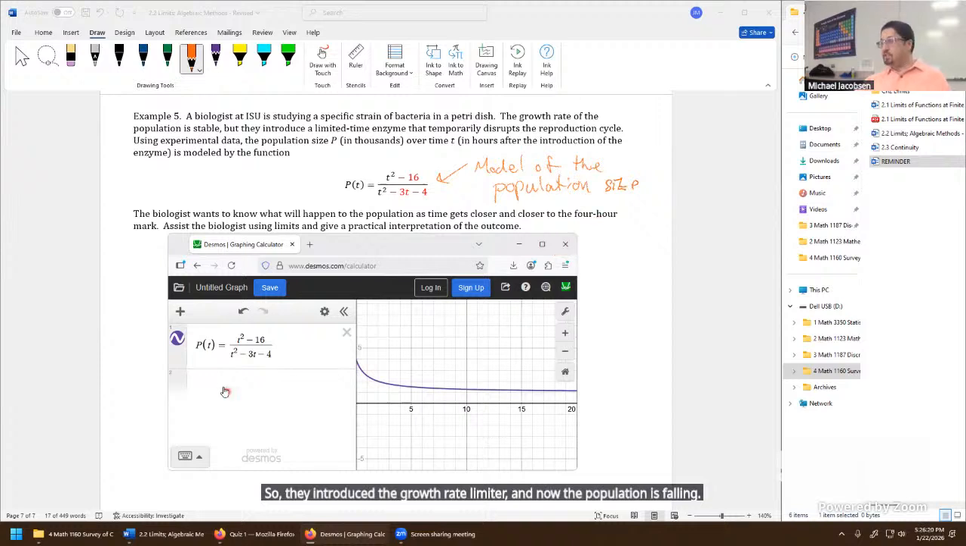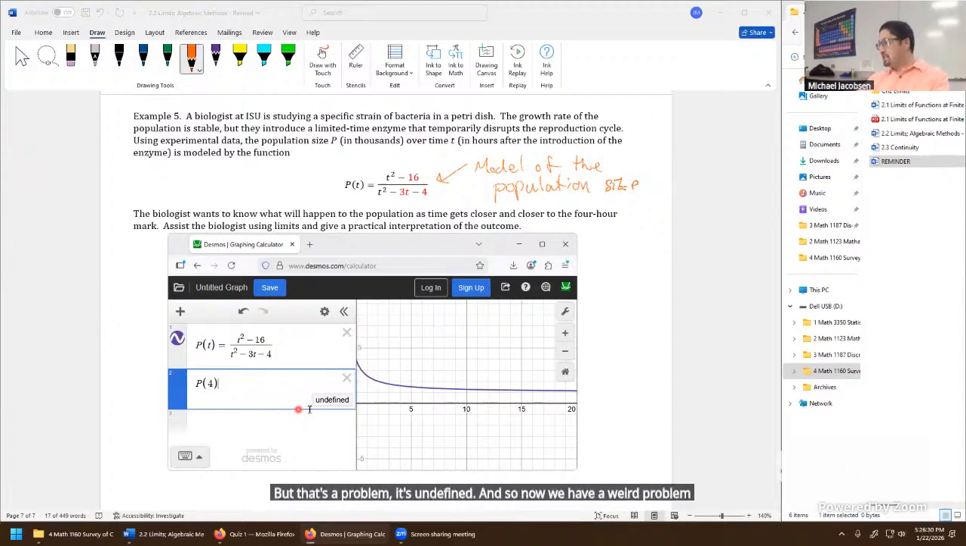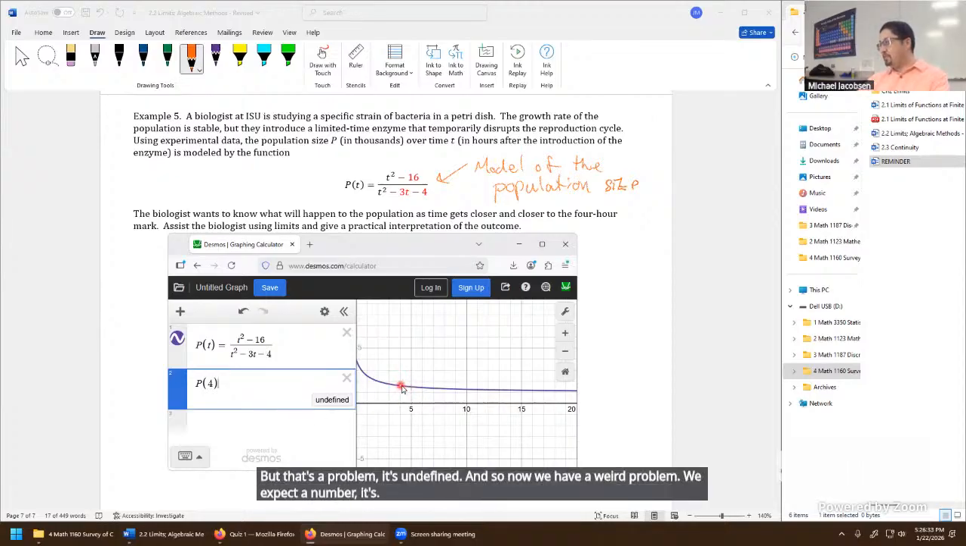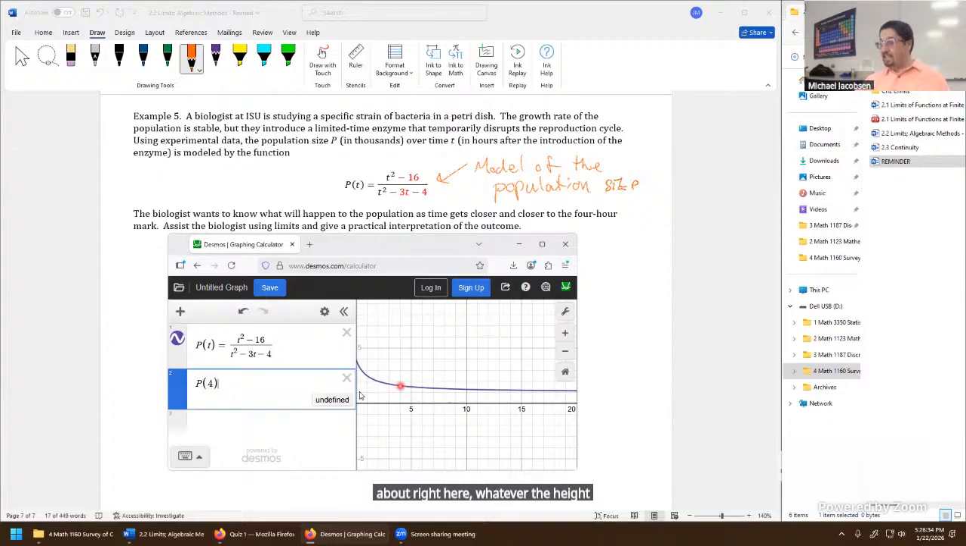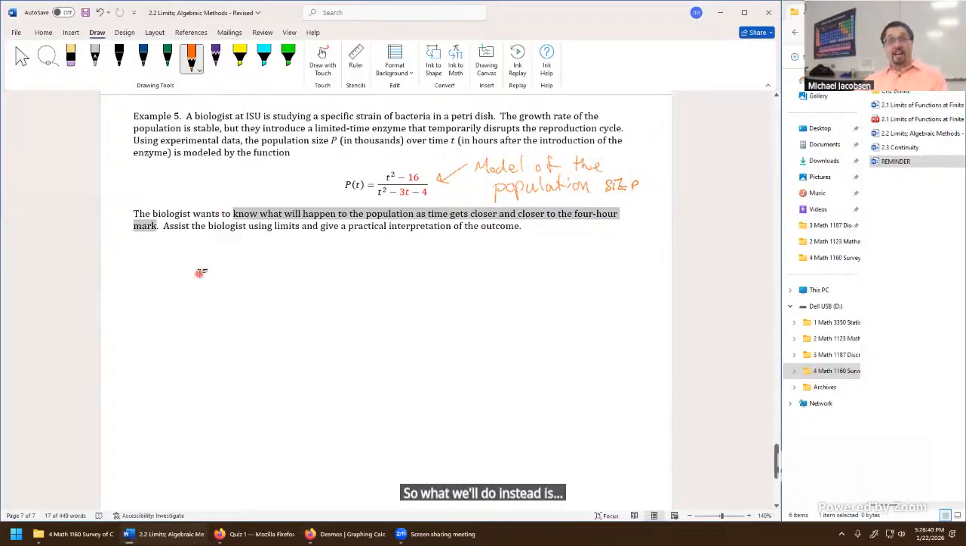We are curious what happens at the 4-hour mark, so we can calculate P at 4. But that's a problem, it's undefined. And so now we have a weird problem. We expect a number, it's about right here, whatever the height is. We need to calculate it, but we can't plug it in to get the value. So what we'll do instead is find the limiting value.